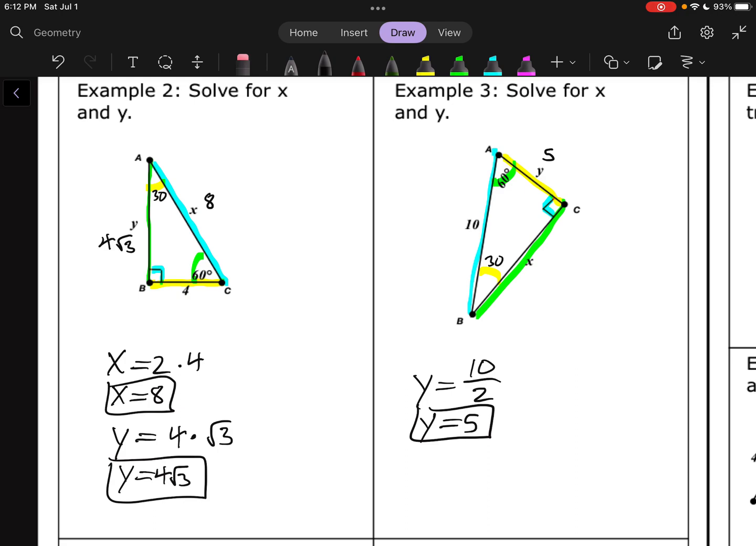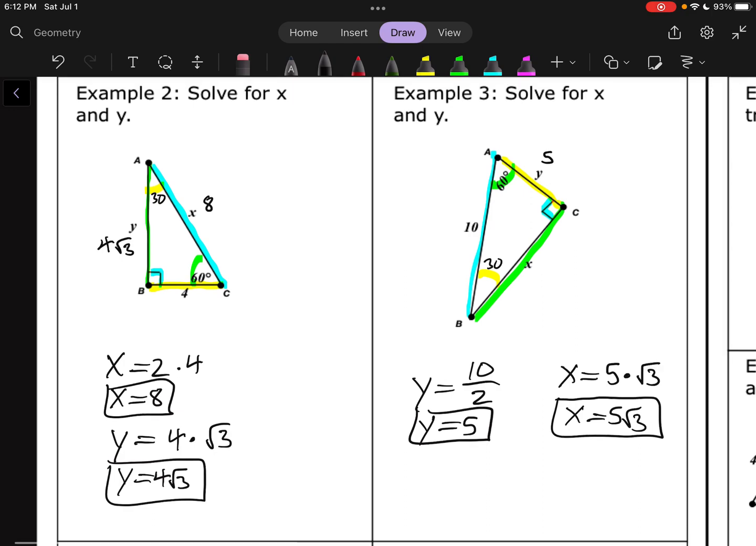Now, once I know what the short leg is, I can find the long leg because the long leg should be equal to the short leg times root 3. So 5 times root 3 is 5 root 3. And there we go. So that one we had to kind of go backwards first by finding the short leg. And then once I know the short leg, I can find whatever I need.